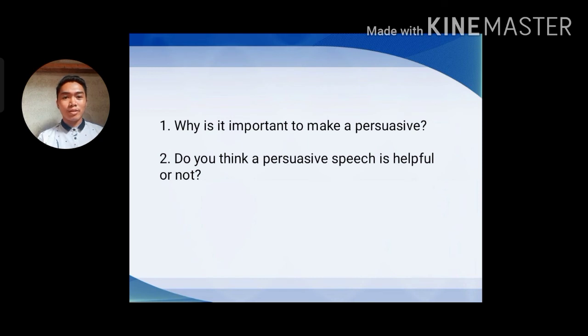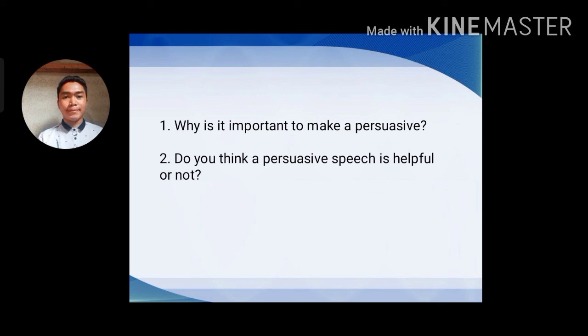And now I will ask you some questions. Number 1 question is, why is it important to make a persuasive speech? Yes, Miss Kandungo. Okay, very good. It is important to make a persuasive speech because with that you can easily convince people to believe in our point of view. And number 2, do you think a persuasive speech is helpful or not?